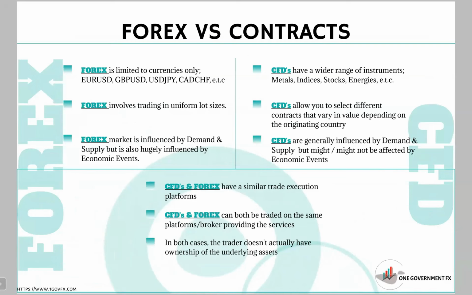So given the differences, there's no difference between how you can place the trades on Forex and CFDs. They're the same process. CFDs and Forex can both be traded on the same platform or the same broker that is providing the service. So it means for you to trade Forex and CFDs, you could do them on the same broker. So you don't have to get a different broker for your CFDs or a different broker for Forex.